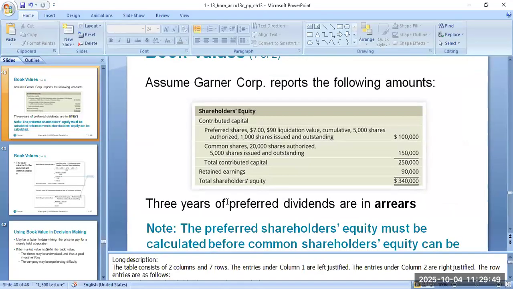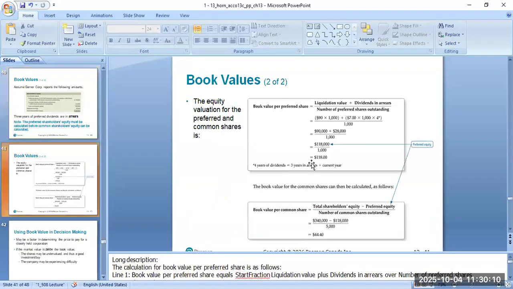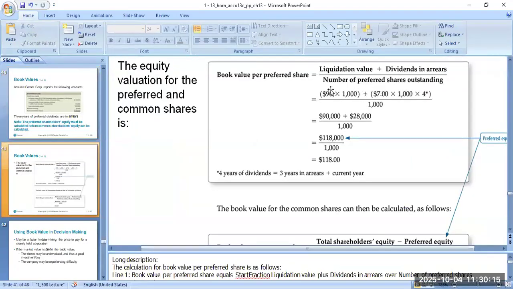Now, the preferred shares are 3 years in arrears. That means preferred shares haven't received dividends for 3 years back. So the preferred shareholders must be considered before the common shares. The preferred share equity must be calculated before the common shares are calculated. That's obvious. So, how are we going to get this? We're going to get the liquidation value. We already saw that $90 we have to pay for the liquidation. We have to pay $90 per share. We have only 1,000 outstanding. That's going to give us 90,000.